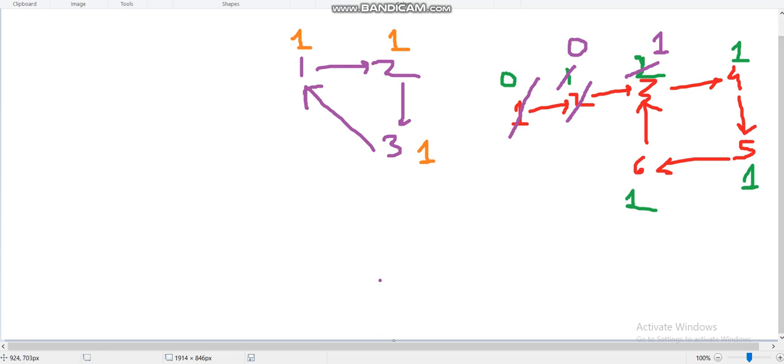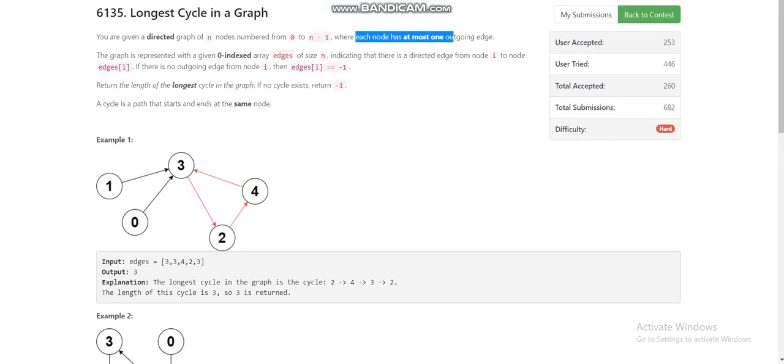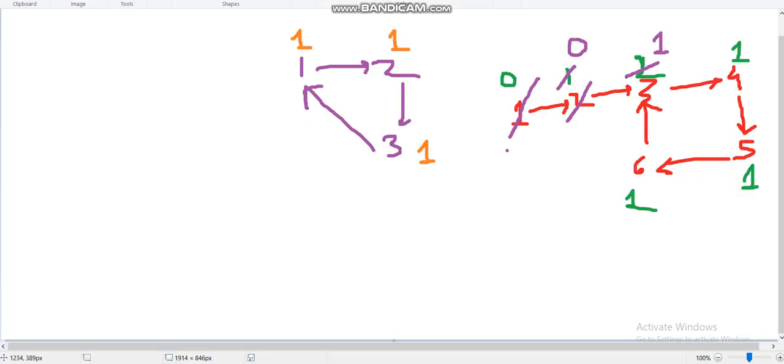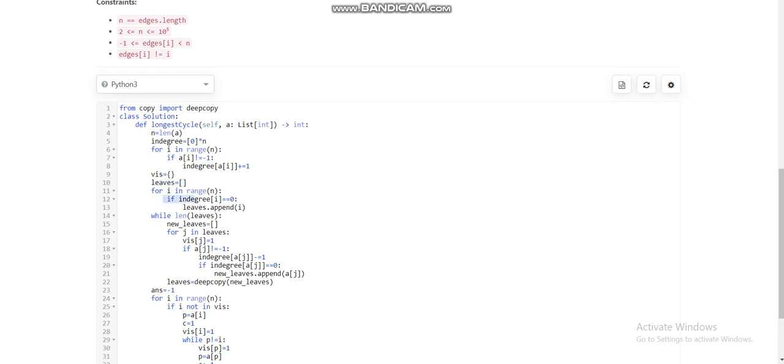Now I will try to explain my code. So let's go to my solution. First I am calculating the in degree. If a[i] is not equal to -1, that means node i has an outgoing edge from i to a[i]. Now we increase the in degree of a[i] by 1. Now I am taking the array leaves. Leaves will contain all the nodes which have in degree 0. So if the in degree is 0, then I append it to the leaves.